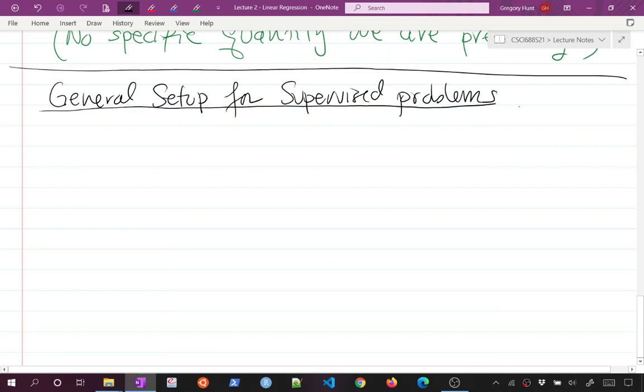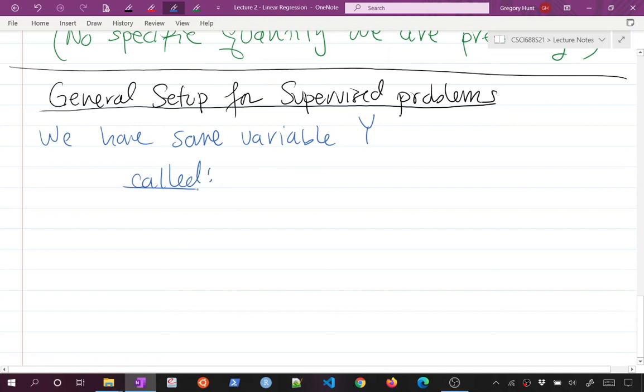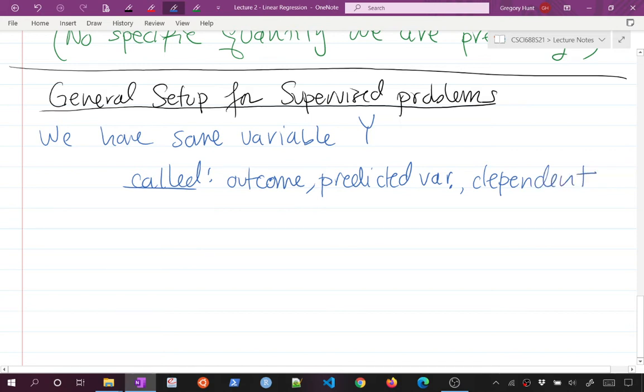A supervised problem has a couple important parts. We have some variable y that I typically use in this course. And this y is called different names. I'll often call it an outcome. It's the predicted variable. This is the thing we want to predict. It is sometimes called the dependent variable. It's the thing we want to predict.